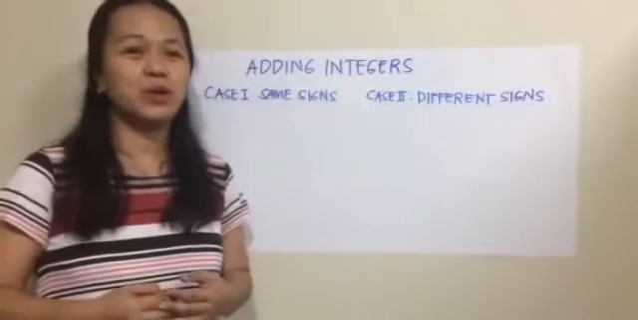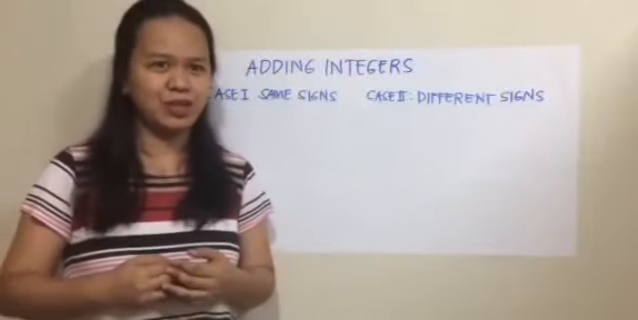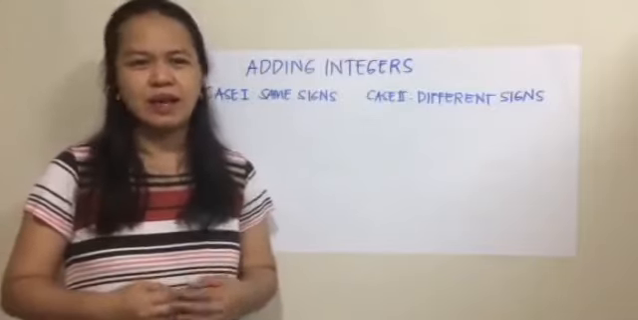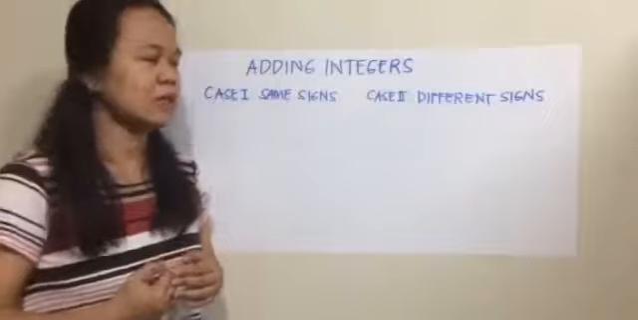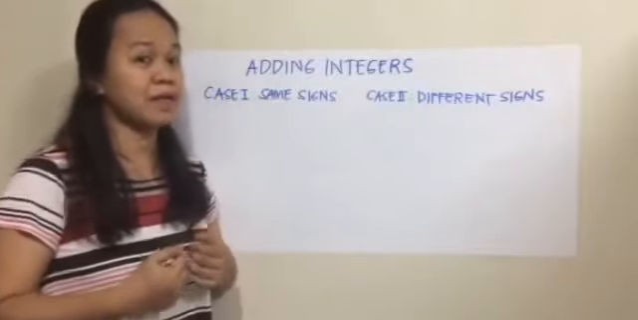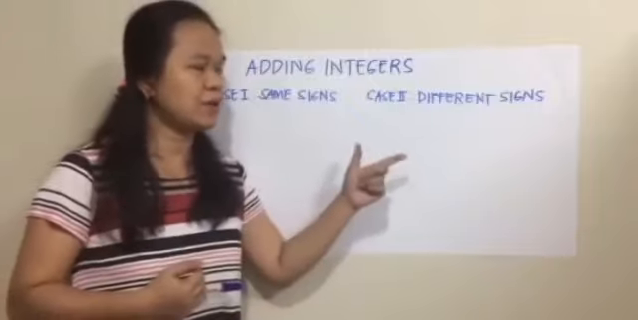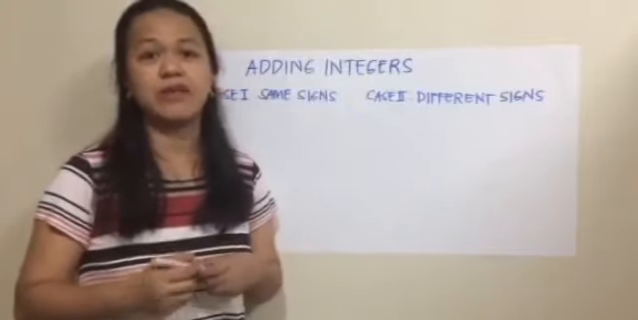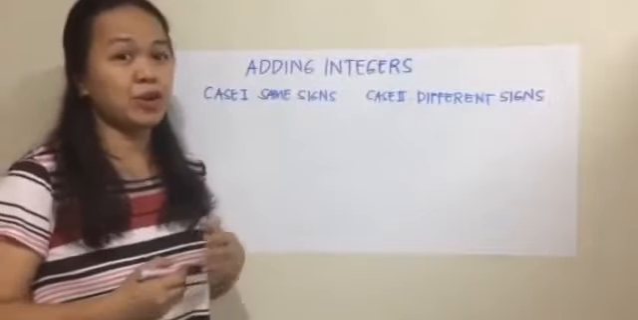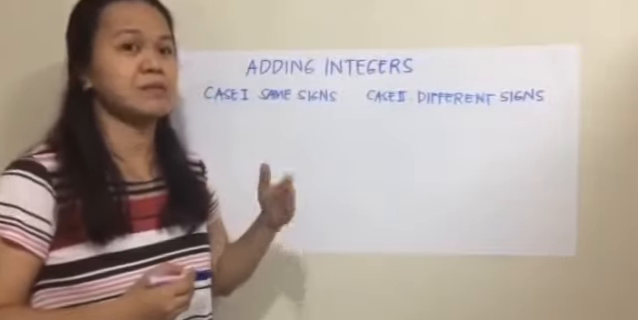In this video, you are going to learn addition of integers. So how are you going to add integers? There are actually two cases in adding integers. The first one is when you are adding integers having the same signs. And case 2 is when you are adding integers having different signs. So let me explain first case 1, meaning you're going to add integers having the same signs.